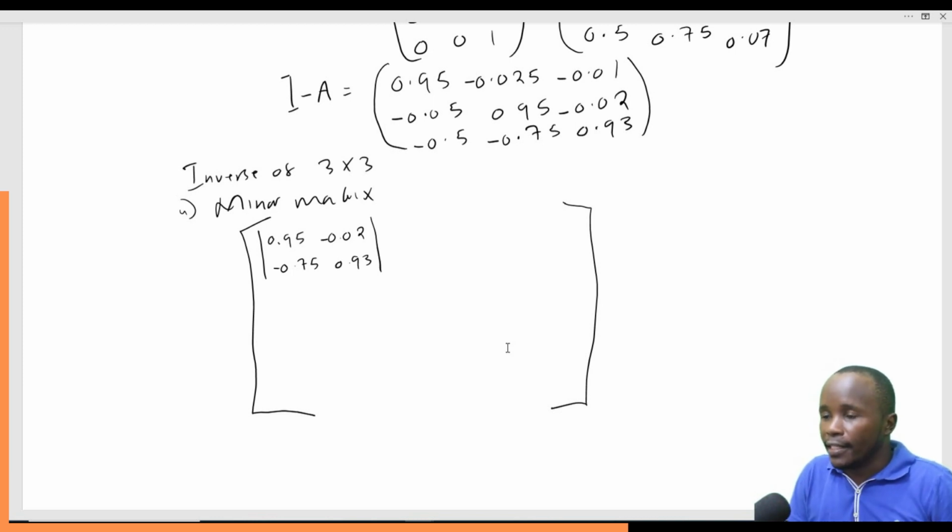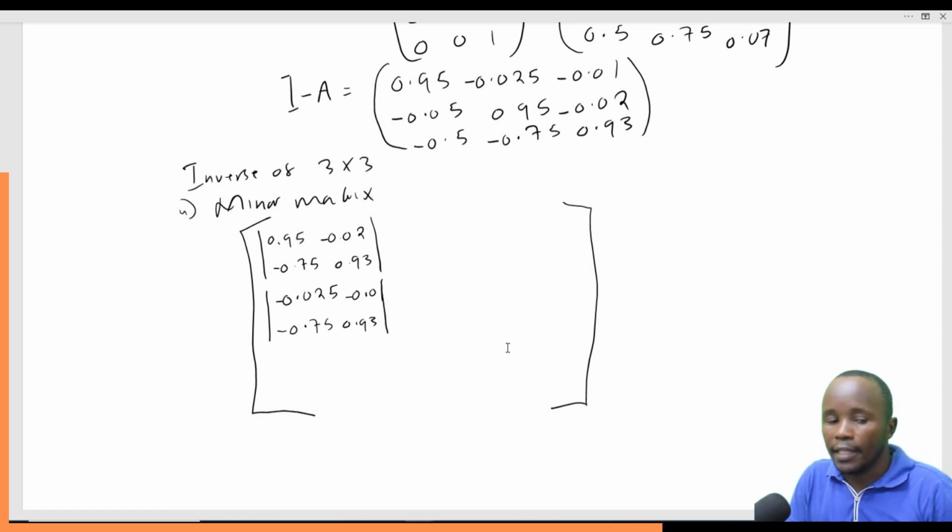I'll come to the second row, first column. I cancel the rows and columns touching negative 0.05. I will be left with negative 0.025. I'm cancelling those ones, and then I have negative 0.01. Then I have negative 0.75. Then 0.93. You find the determinant there.